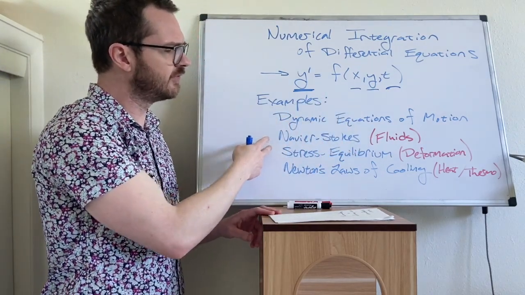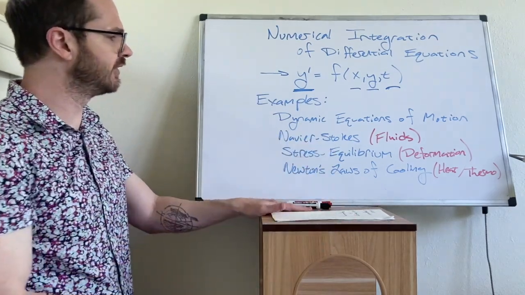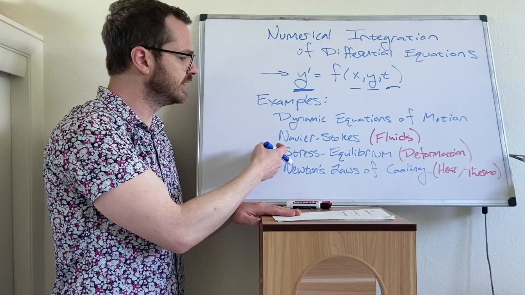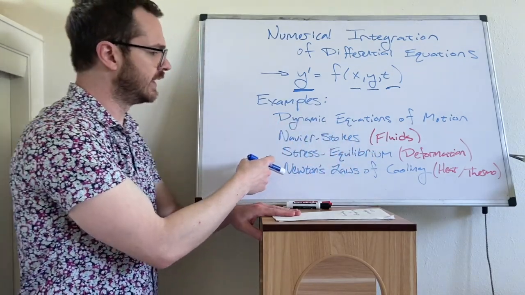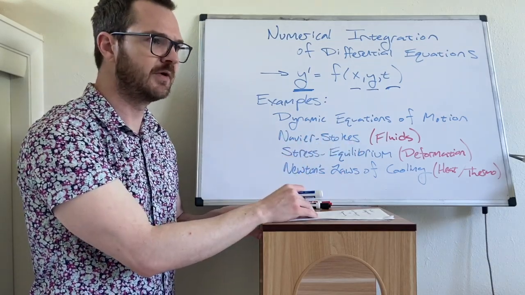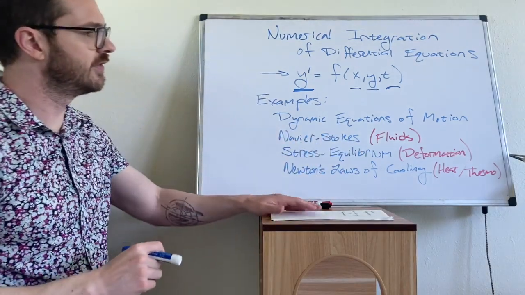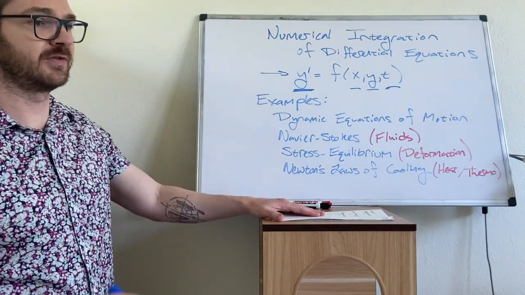Stress equilibrium, so deformation of bodies. When I press on my cat tree, it actually deforms just a little bit, and that deformation leads to changes in stress, which leads to changes in deformation again. And also Newton's laws of cooling, so heat transfer and thermodynamics. Differential equations will govern the motion of thermal energy between materials and through surfaces.